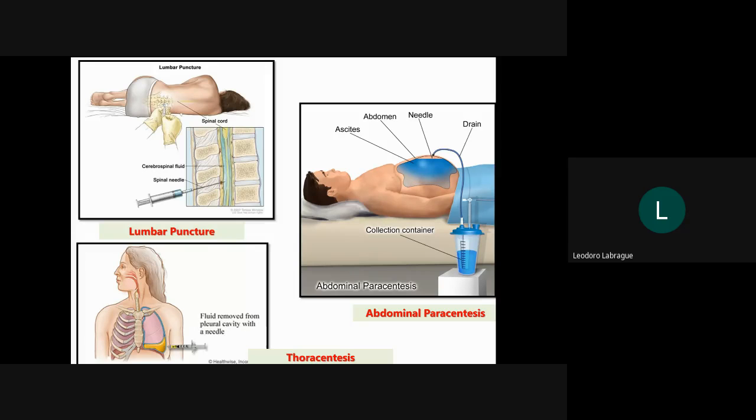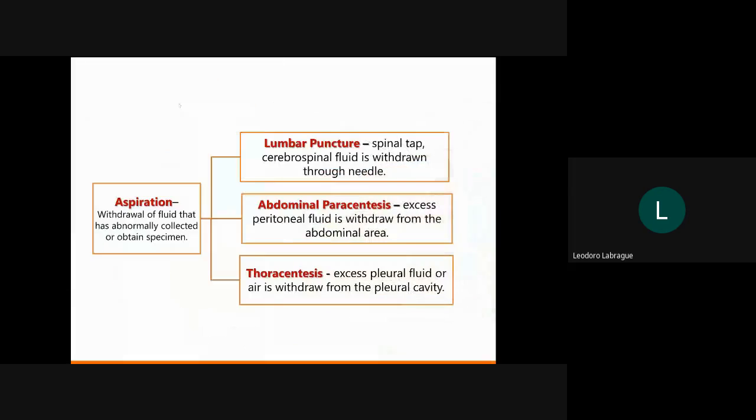See? The patient is positioned in lateral position. And with the use of the needle, the doctor withdraws some fluid from the spinal cord, and it will be examined for the presence of microorganisms or any other conditions. The procedure is called lumbar puncture.